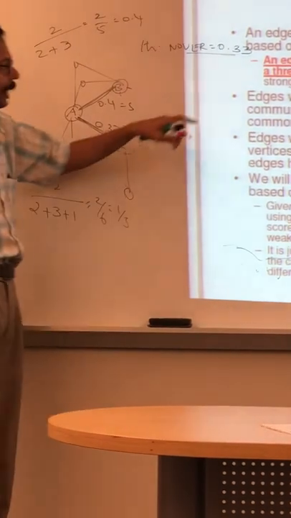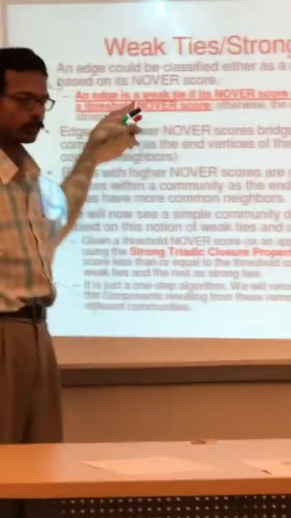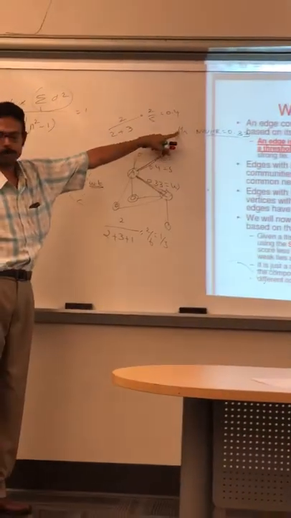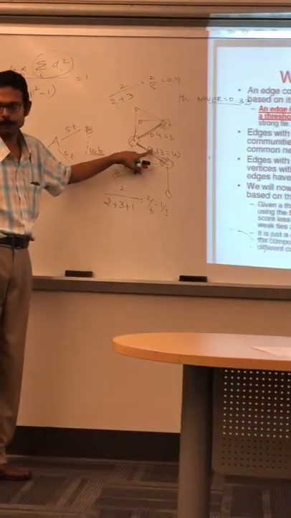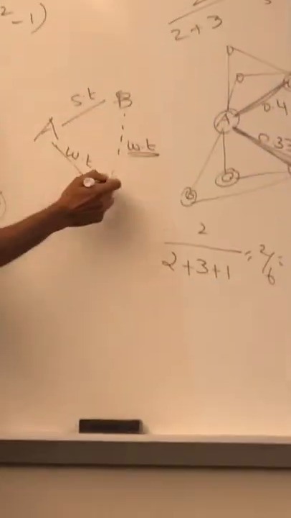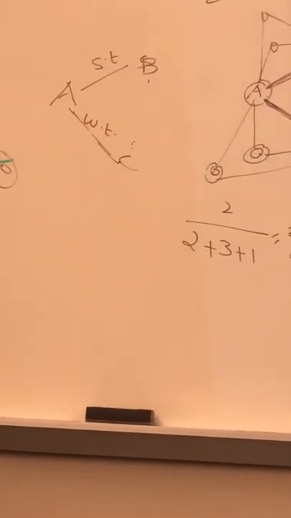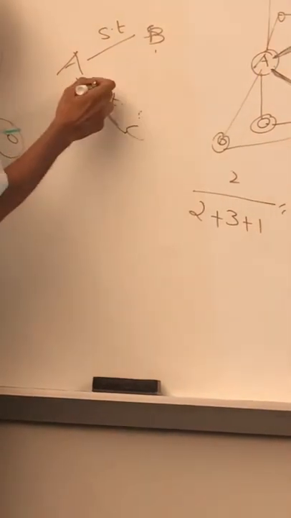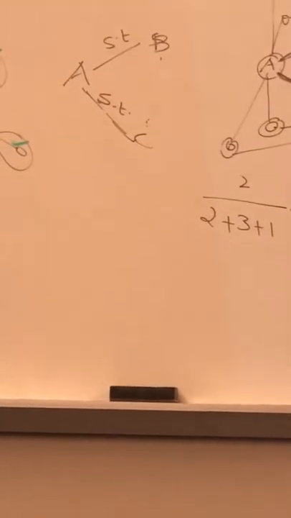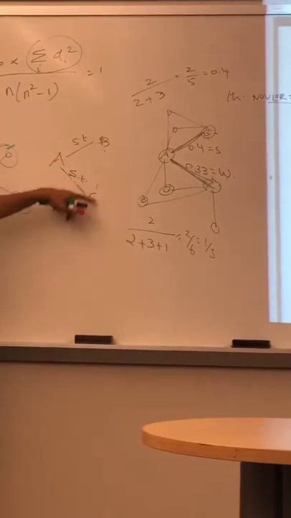So the definition for weak tie is the neighborhood overlap score is less than or equal to the threshold. So if the score for the edge is even equal to the threshold, it is still classified as a weak tie. So if A has a strong tie with one neighbor and a weak tie with another neighbor, you don't expect B and C to have an edge. So strong triadic closure property is applied if both your neighbors have strong tie. So if you have a strong tie with two of your neighbors, then you expect the two neighbors to have an edge between them.